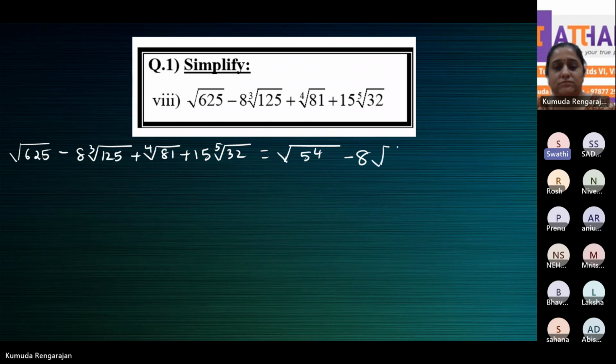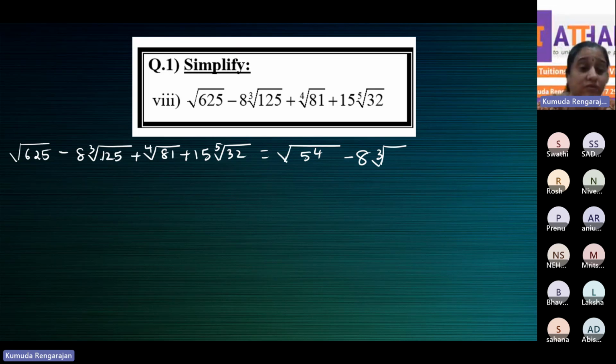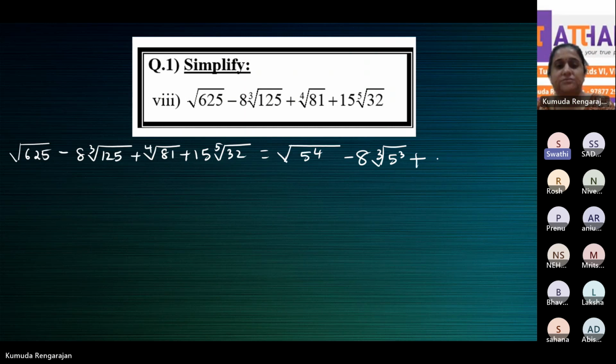Cube root of 5 to the power 3. 125 is 5 to the power 3. Sorry, I forgot, I was thinking of 81. Yes, 125 is 5 to the power 3. Plus 4th root of 3 to the power 4, ma'am. Plus 15 into 5th root of 2 to the power 5, ma'am.